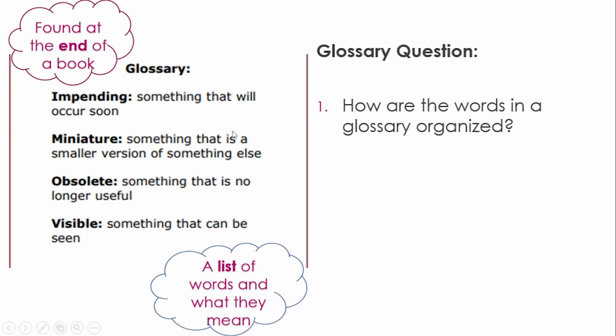The glossary question. The glossary is found at the end of the book, and it's a list of words and what they mean, their definition. So how are the words in a glossary organized? They are organized in alphabetical order.